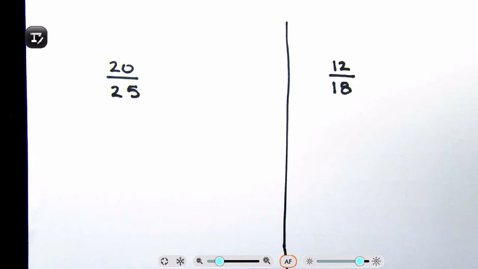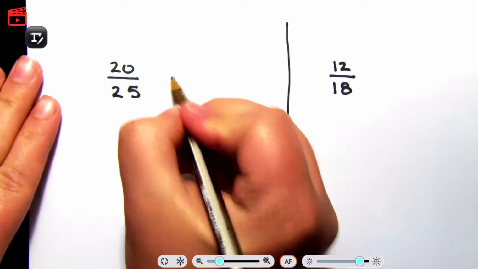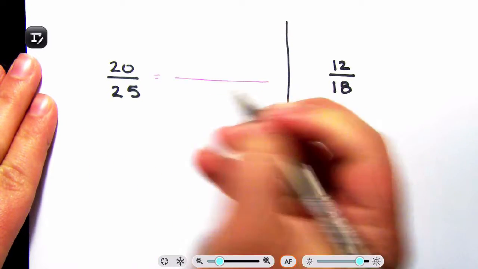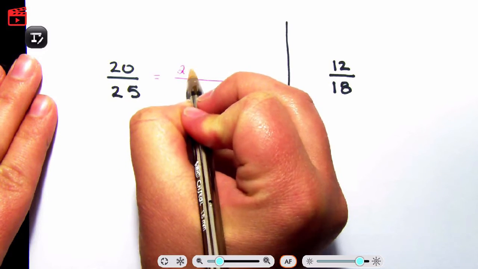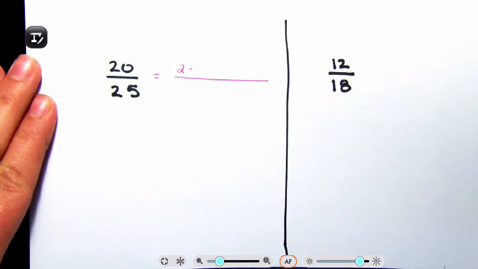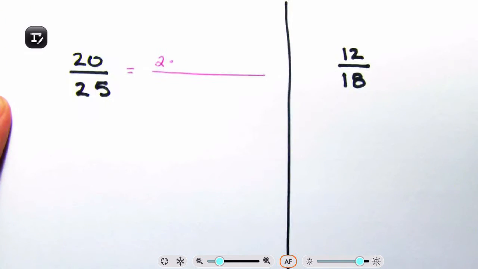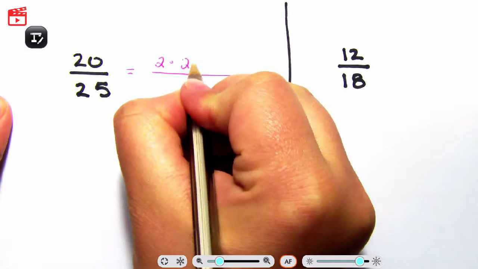20 over 25, let's see how we can reduce that. If you wish not to do a prime factor tree, I'll show you another way to do it. 20 is 2 times 10. 2 is prime, 10 is not prime. But how can we split up 10? How can we write 10 in a different way? Well, 10 is 2 times 5.